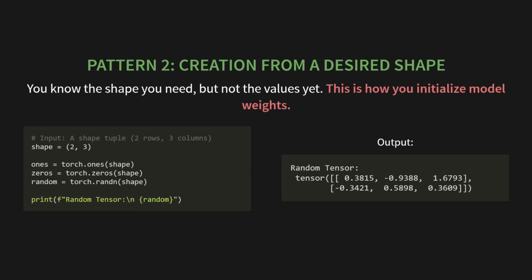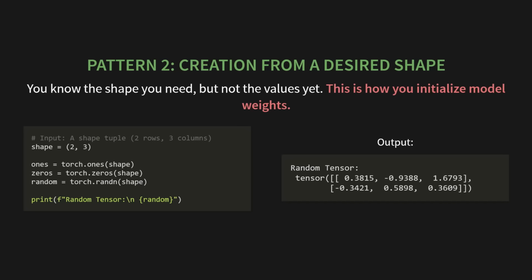We define shape equals the tuple 2, 3. Then we can create a tensor of 1s, a tensor of 0s, or a random tensor using torch.randn with that shape. Now, let's print the random tensor. And here's what we see. A random tensor with 2 rows and 3 columns filled with random values. This is your model's starting point before it has learned anything.